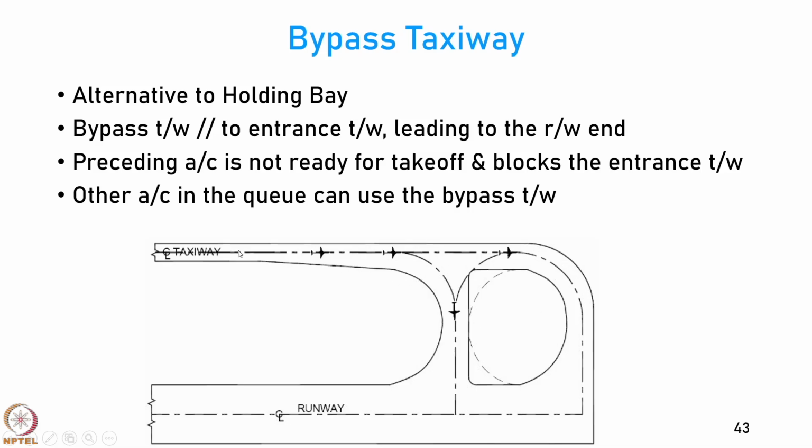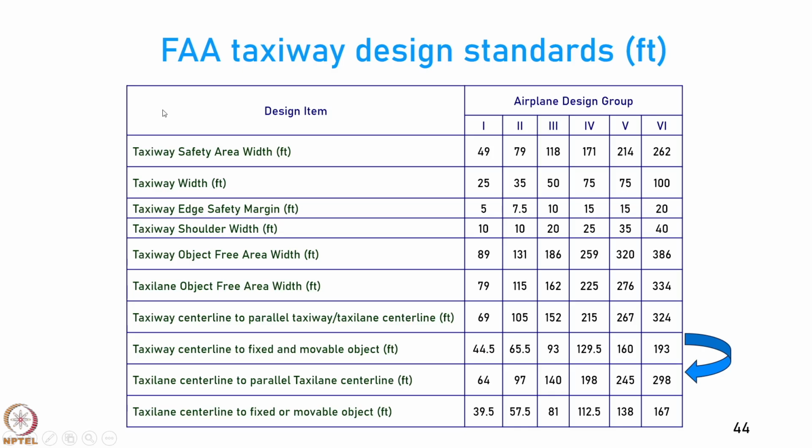So, you have only one taxiway and one runway, but you do not have only one lane here, you have this bypass lane also available. Just like the runway, the FAA has detailed requirements for the minimum distance between various artifacts and the minimum geometrical requirements. This table is taken from the FAA regulations for various airplane design groups. There are numbers here. This is just for your information.